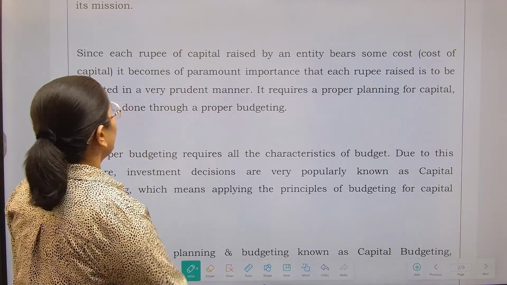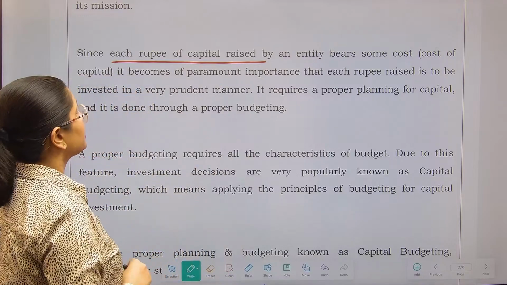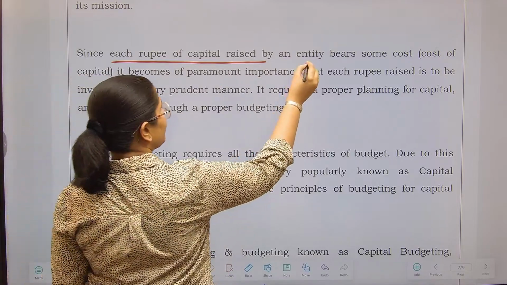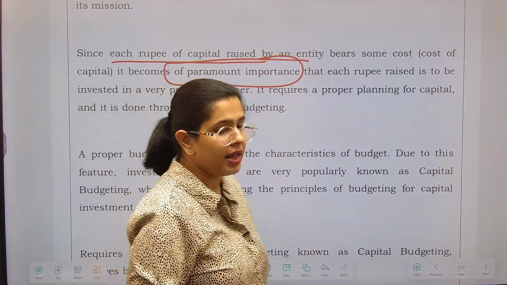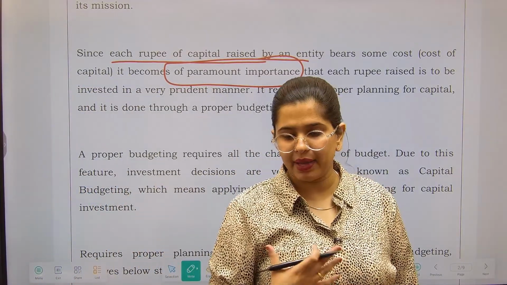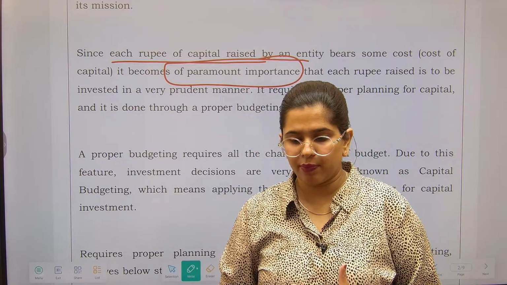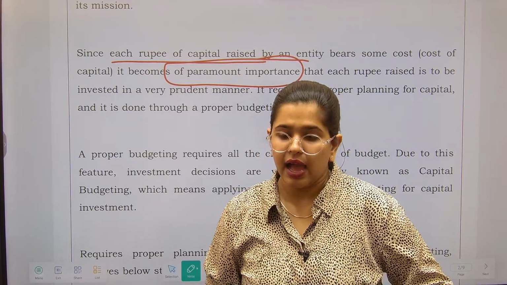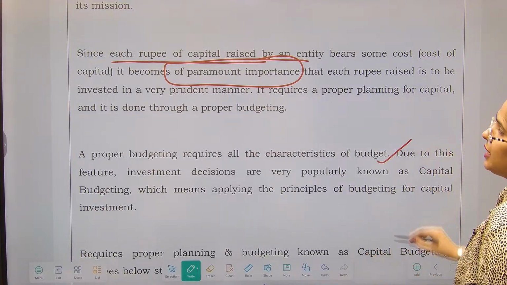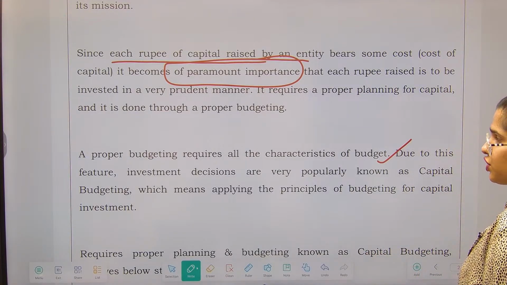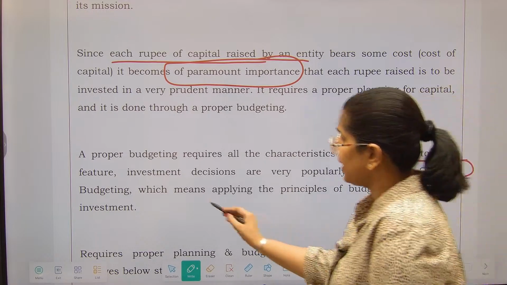Since each rupee of capital raised by an entity bears some cost, it becomes paramount that for each rupee we have incurred, there should be a proper plan behind it. All the money we are spending should have a proper plan behind it. A proper budgeting requires all the characteristics of a budget, and due to this feature investment decisions are popularly known as capital budgeting as well.